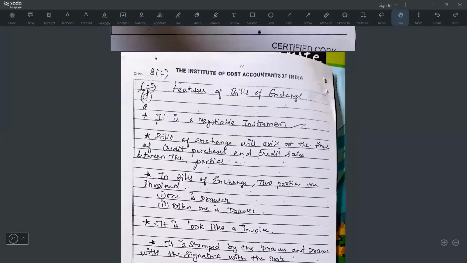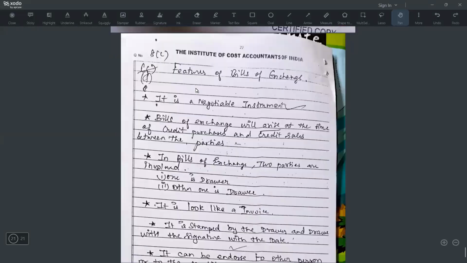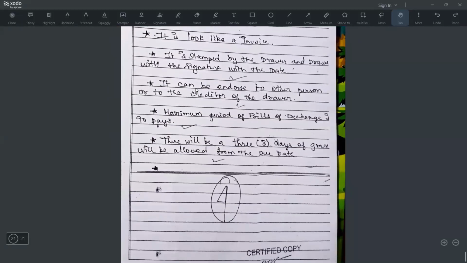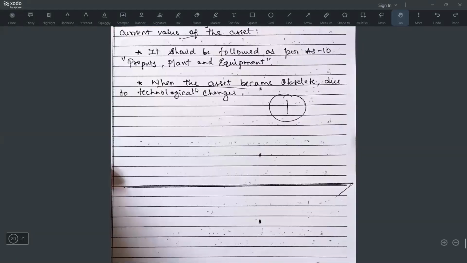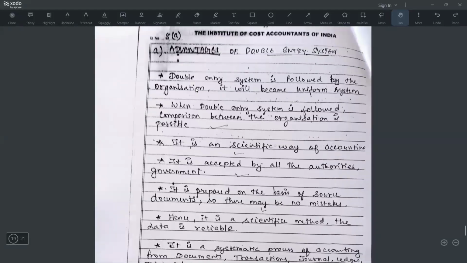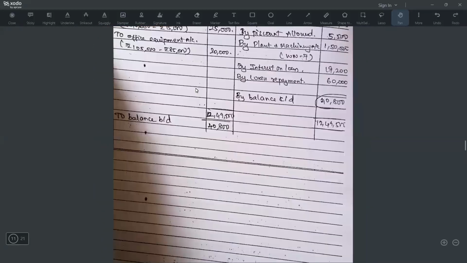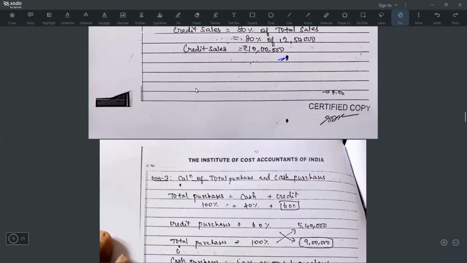Then features of bills of exchange. Whatever I understood from bills of exchange, I was able to put in my papers. For that, they have given 4 marks. Okay, this is what I have written. I think I have written only up to 90 marks, I think so. Only 90 marks I was able to present in my paper. The remaining 10 marks, 90 or 95, I don't know exactly. Because the last 5 marks question, I think I left that part.